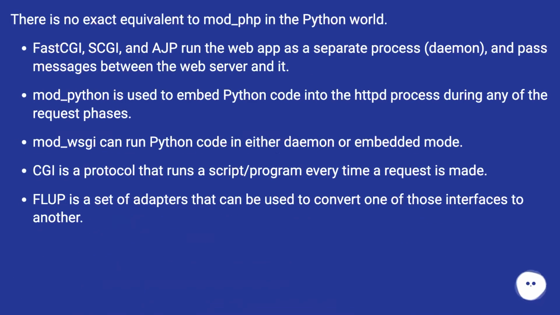There is no exact equivalent to mod_php in the Python world. FastCGI, SCGI, and AJP run the web app as a separate process, a daemon, and pass messages between the web server and it. mod_python is used to embed Python code into the httpd process during any of the request phases. mod_wsgi can run Python code in either daemon or embedded mode. CGI is a protocol that runs a script program every time a request is made. Flup is a set of adapters that can be used to convert one of those interfaces to another.